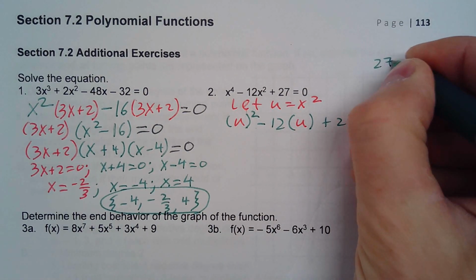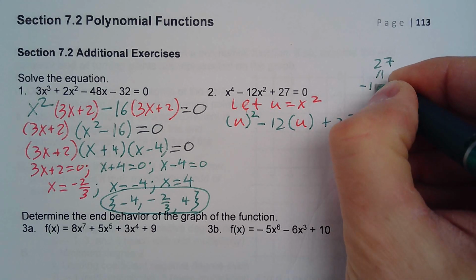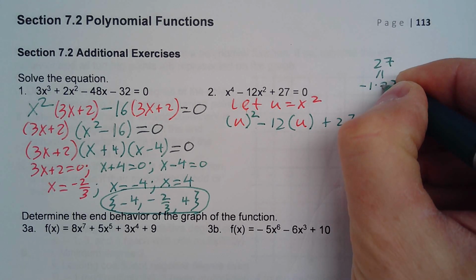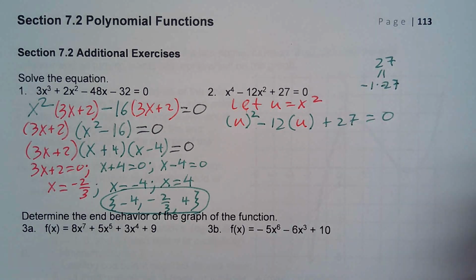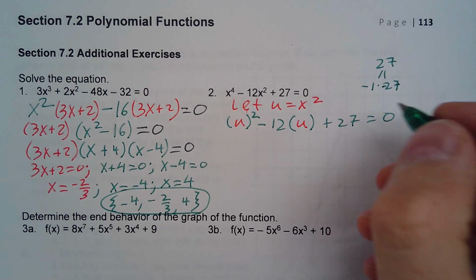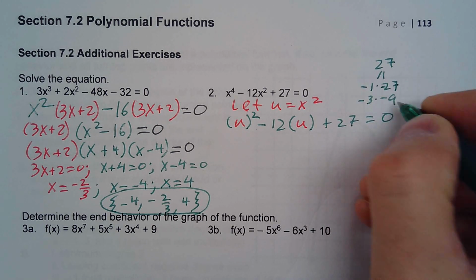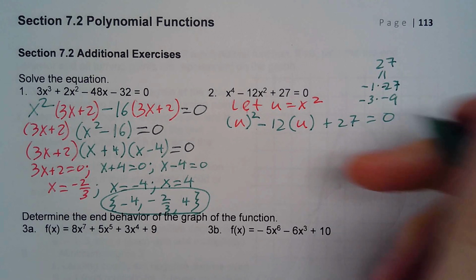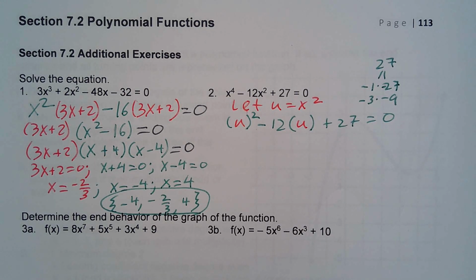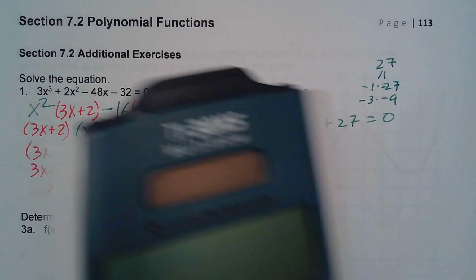So if I look at 27, I can do negative 1 and negative 27. That gives me a negative 28. That doesn't work. So let's do negative 3 and negative 9. And that does work. And remember, you do that method I showed you on the calculator before.